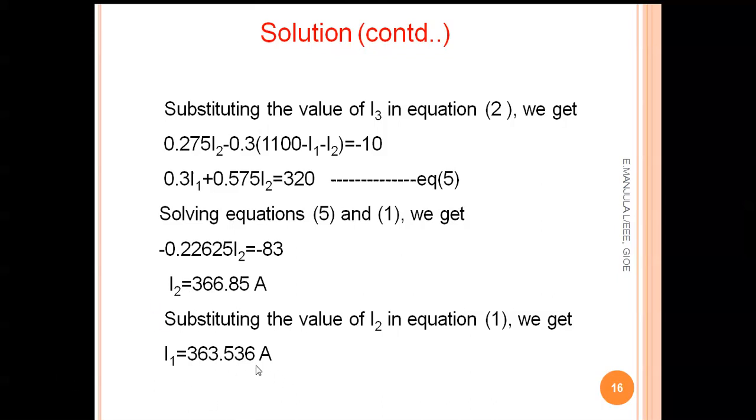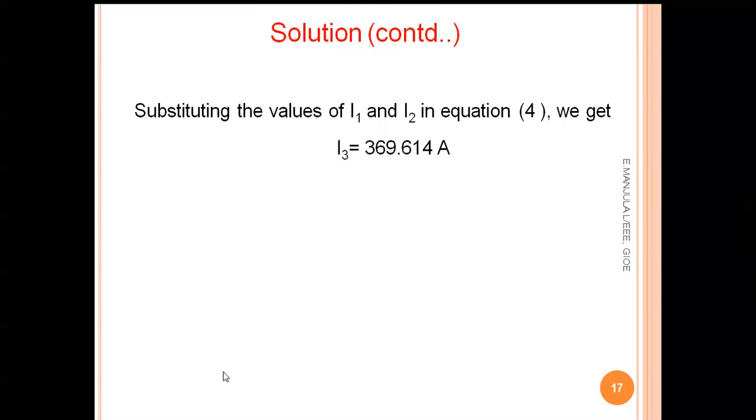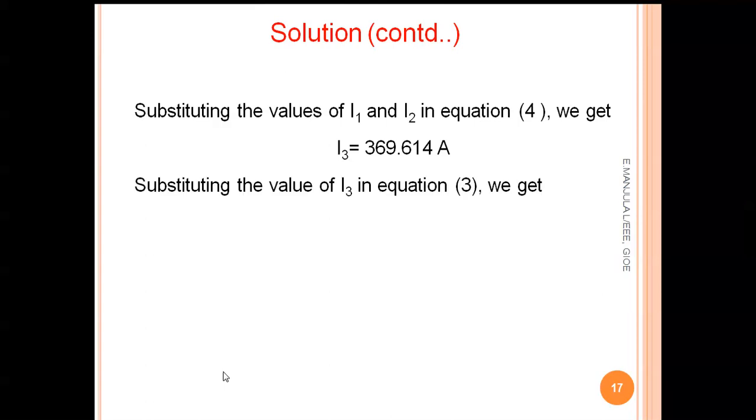So we know I2 and now I1. So directly you can substitute I2 and I1 in equation 4. Then you will get I3 is equal to 369.614. And yes, we know that I1 plus I2 plus I3 is equal to 110 amps. So make sure, if you doubt whether you got a correct answer or not, substitute into I1 plus I2 plus I3 is equal to 110 amps, that we have as the fourth equation. It should tally after substituting all the values.